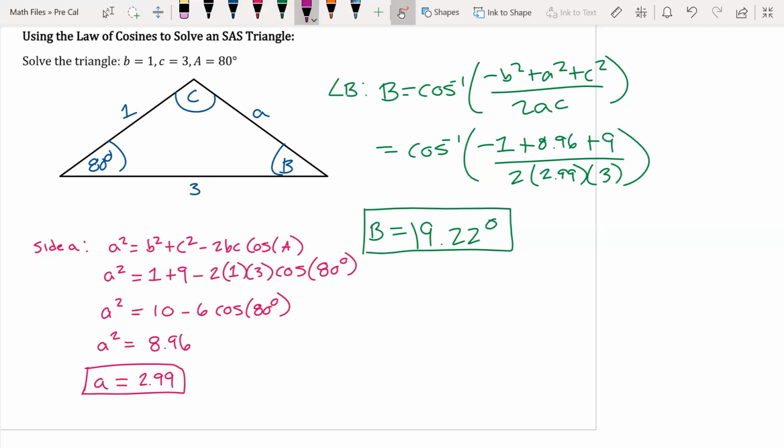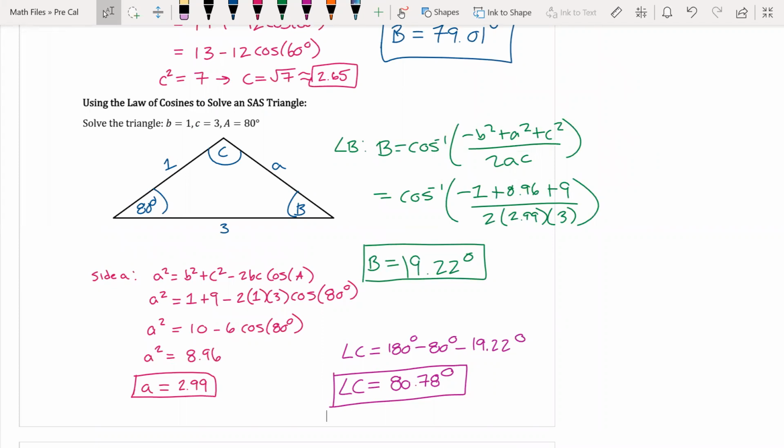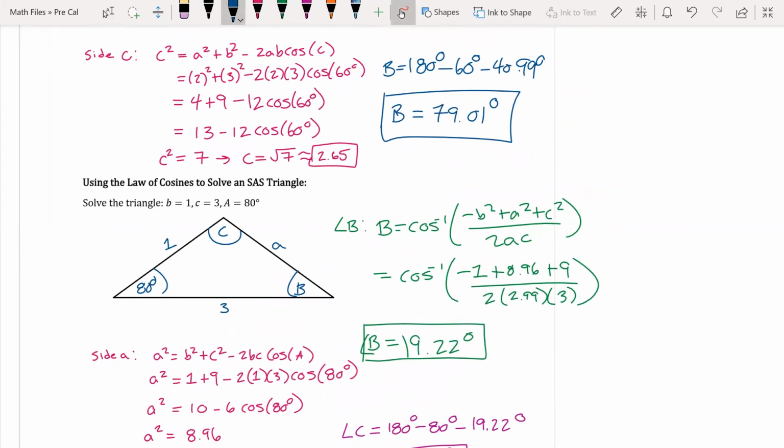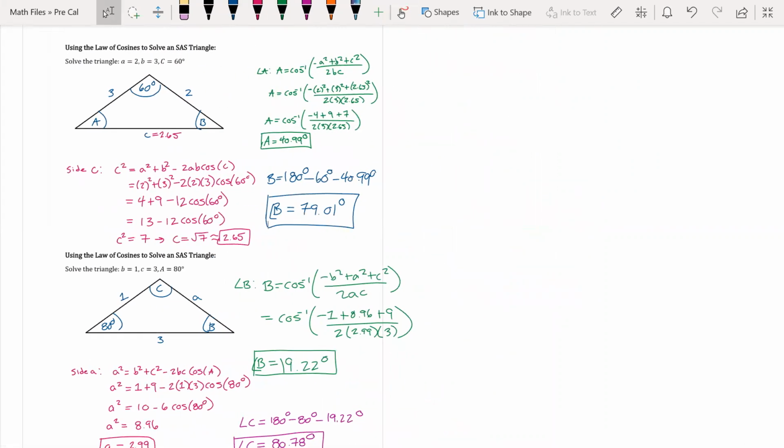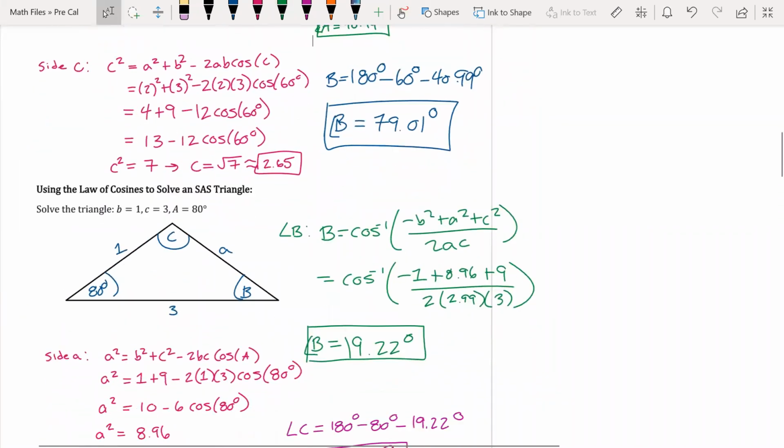Okay. Which means angle C is going to be 180 minus 80 minus 19.22. And we get 80.78 degrees. There we go. Everybody good with that? Yep. Okay, cool. Let me fix that one. There we go. Bam. All right, cool.